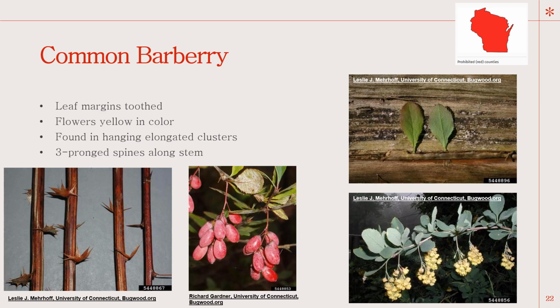droop down a lot more. And then the fruits as well there. And if you're seeing this in wintertime, the spines are not single stem, they're actually three pronged, so they look a little bit more vicious than your normal common barberry.